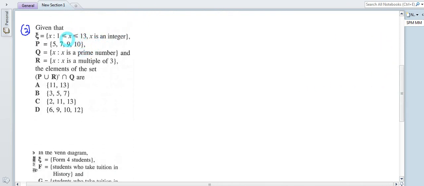Universal set is 1 until 13, that is integers. And this is P: 5, 7, 9, 10. Q is prime number. And R is multiples of 3. Okay, let me list out the elements first. So 1, 2, 3, 4, 5.